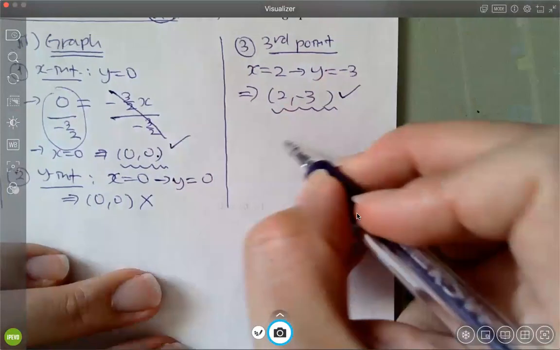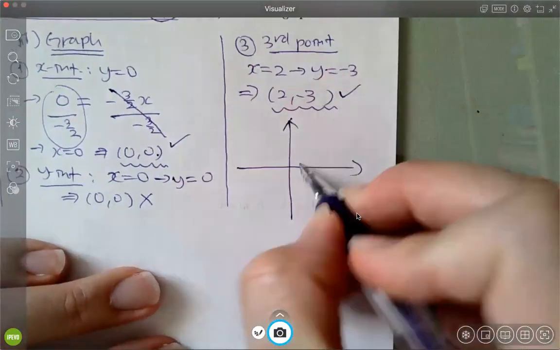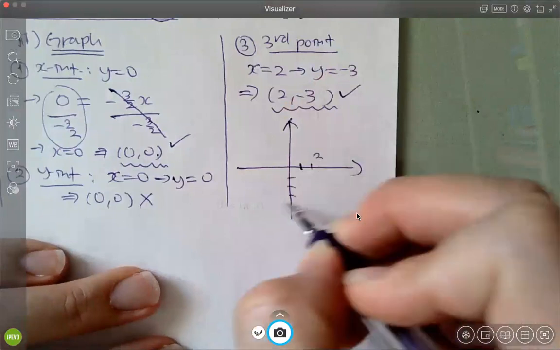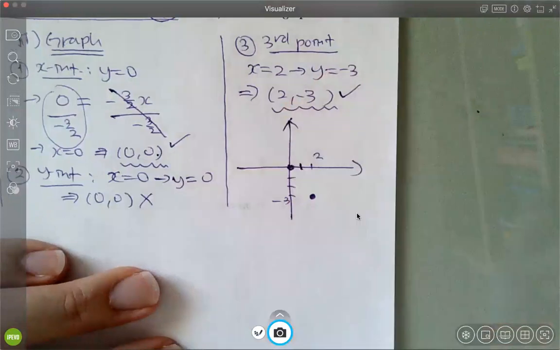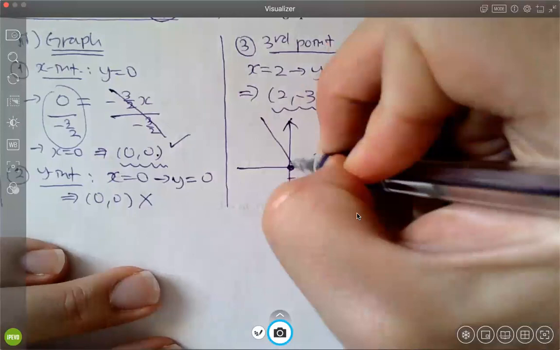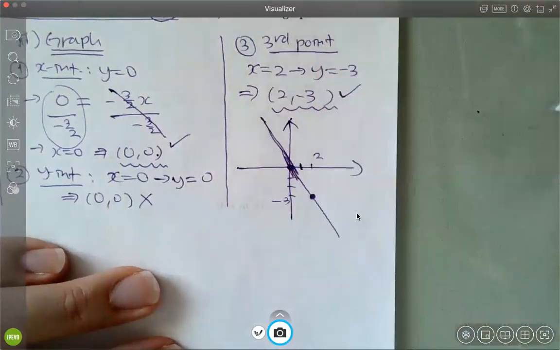So sketch the graph. So 2 comma -3, so 1, 2, 3 down. So somewhere here, and then here is the 0, 0. So how does the graph look like? It's a decreasing line, right? Like this.